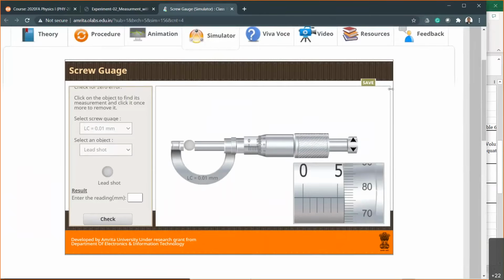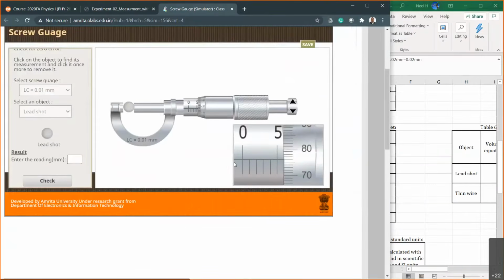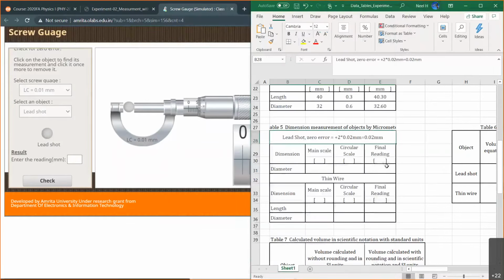What we're going to do is first move along the main scale until I meet the circular scale's front line, okay? All of these lines are in millimeters. Since we're reading really small numbers here, this 5 means 5 millimeters, okay? The 5 millimeter line is toward your left of the circular scale's front line. So I'm going to read the 5 millimeter line, which means the lead shot main scale reading is 5 and the unit is millimeters.